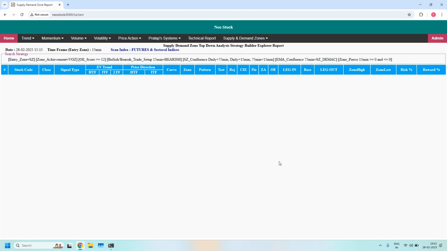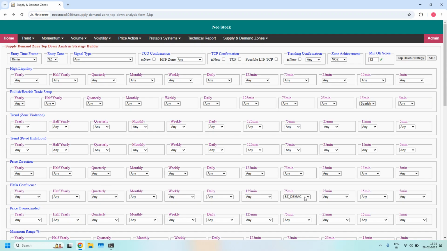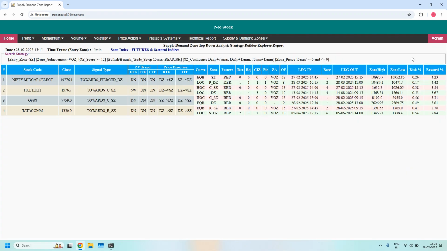here, some mistake we made. The EMA filter we didn't disable. I have to remove that filter because this is ITF specific. You can't use an ITF specific filter here. Now let's filter. We got 4 stocks.